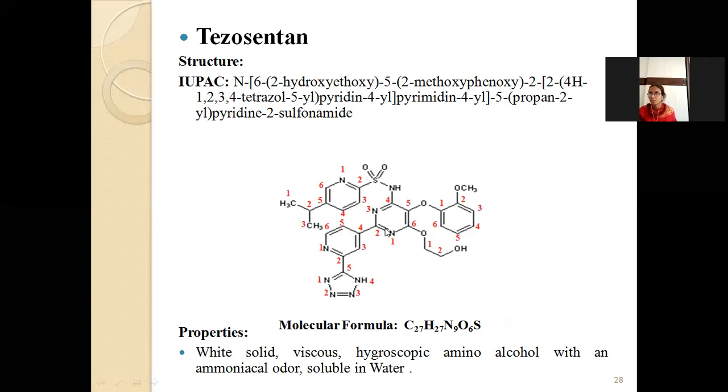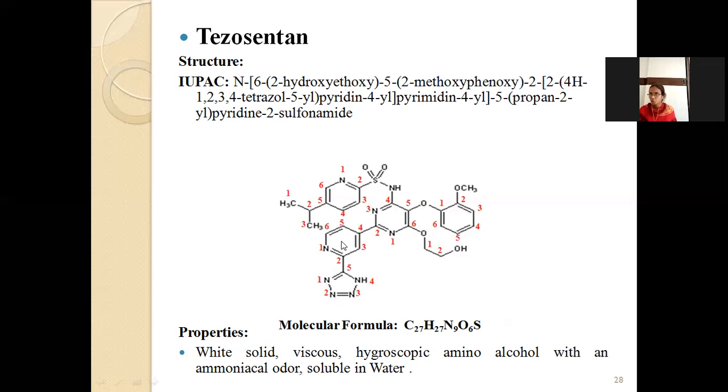In the second position, the pyridine structure is there. So to this pyridine in the second position, the tetrazole is there. So how many nitrogen atoms are there? 4. So nitrogen is named as aza. So 4 nitrogen atoms are there. What positions? 1, 2, 3, 4. So it is 1, comma 2, comma 3, comma 4 tetrazole.